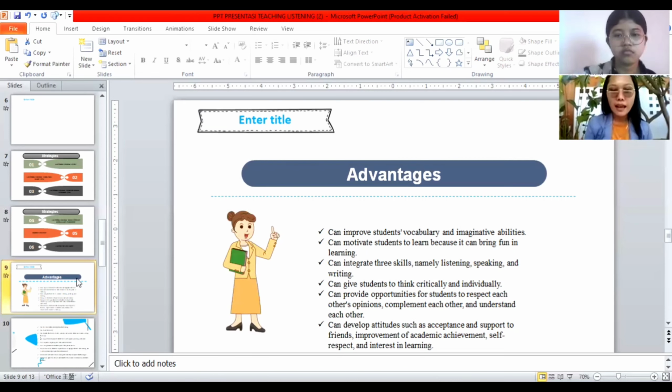Next, it can provide opportunities for students to respect each other's opinions, complement each other, and understand each other, and can develop attitudes such as acceptance and support to friends, improvement of academic achievement, self-respect, and interest in learning.